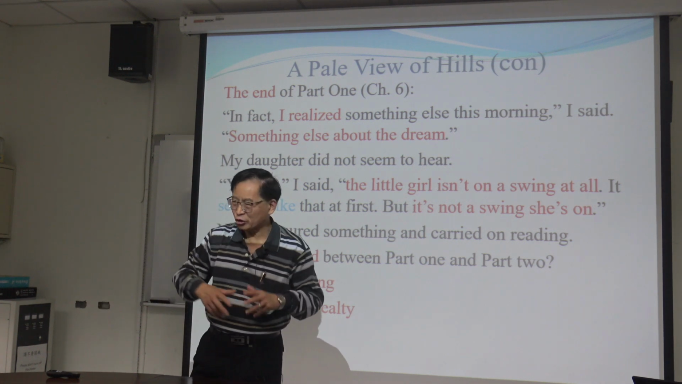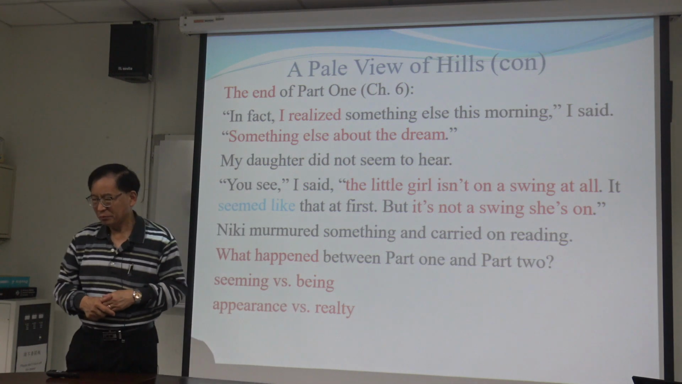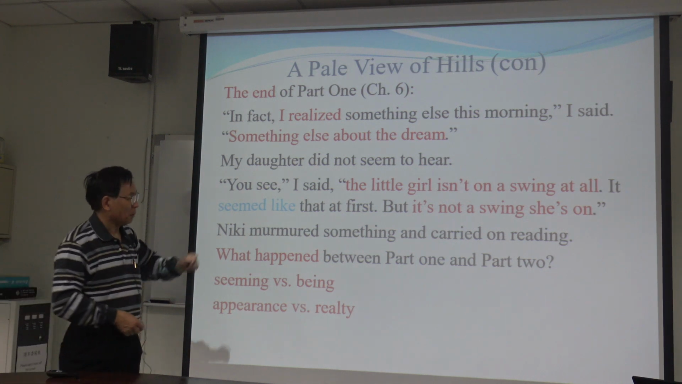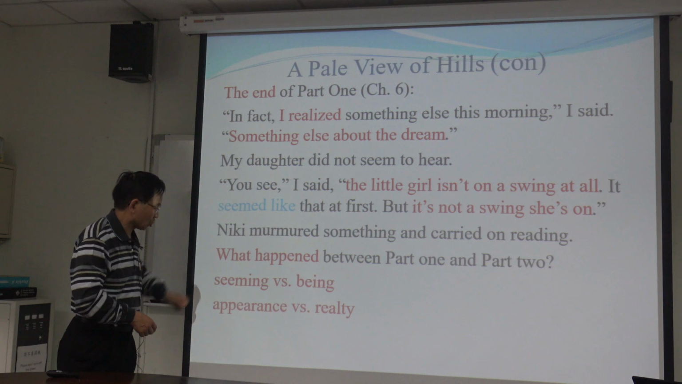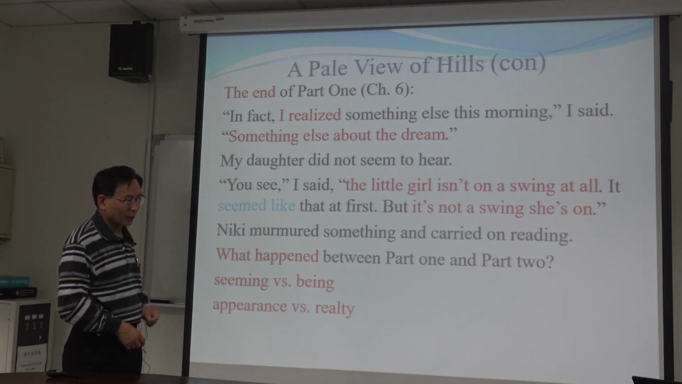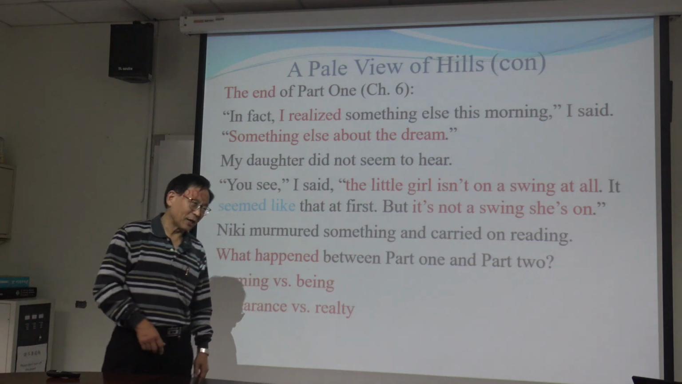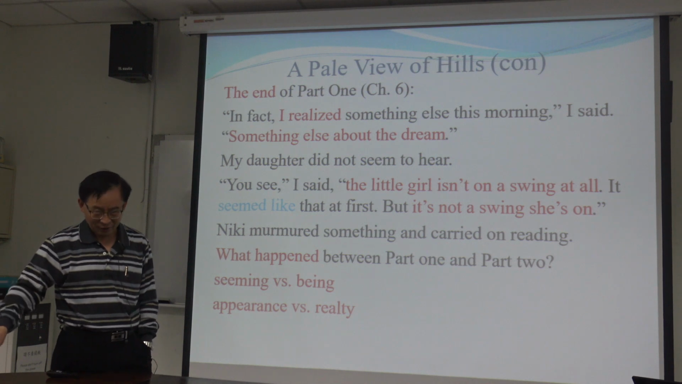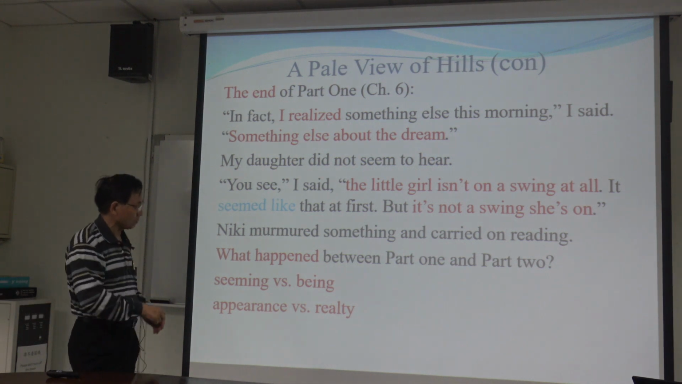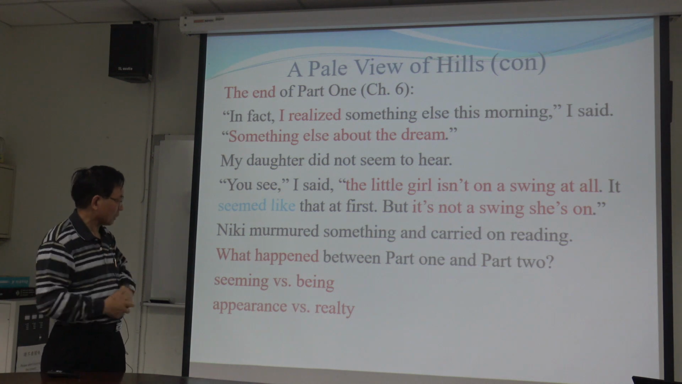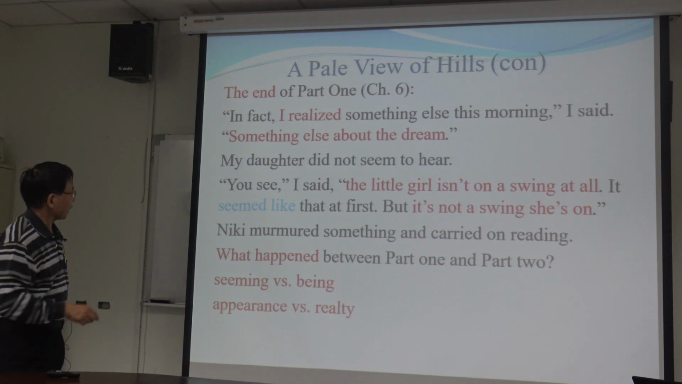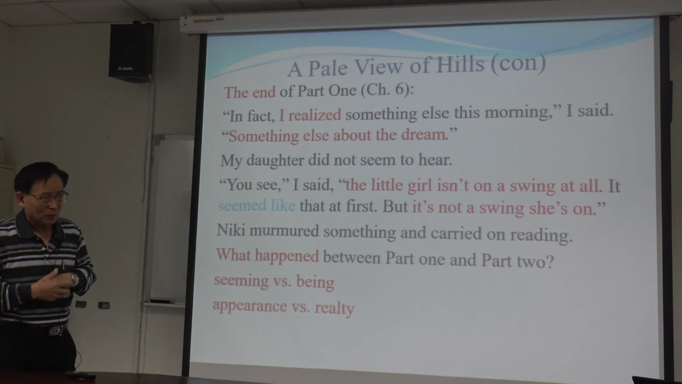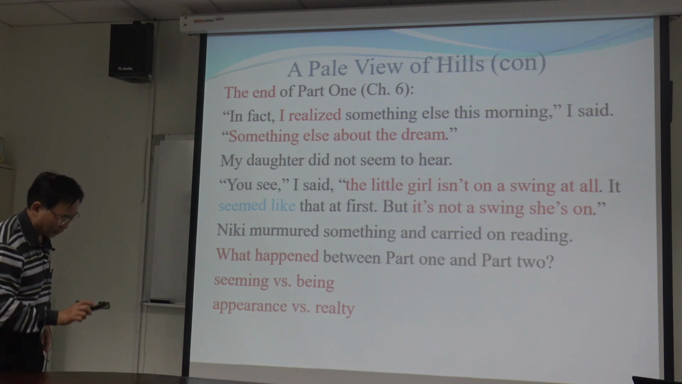In the beginning, she pretends the dream is innocent. There's nothing more to the dream. But at this particular chapter, when part 1 ends, the mother realized, no, the dream is not innocent at all. There is more to the dream than what she had thought in the beginning. So this is also the end of part 1. So far, I just gave you some idea about the overall structure of the novel.